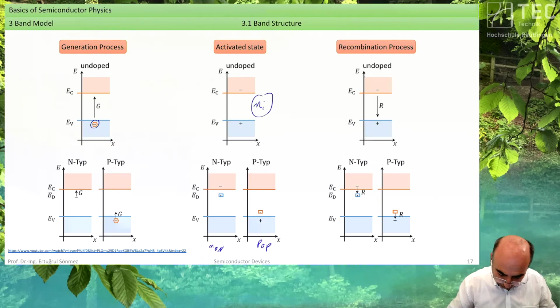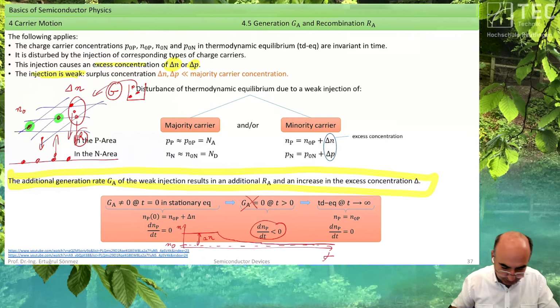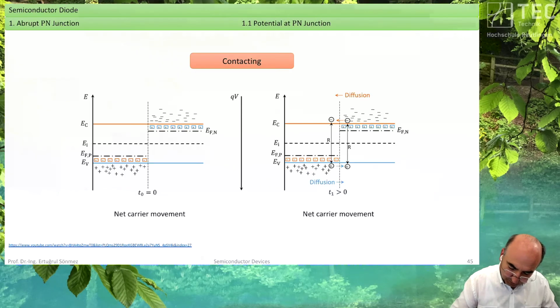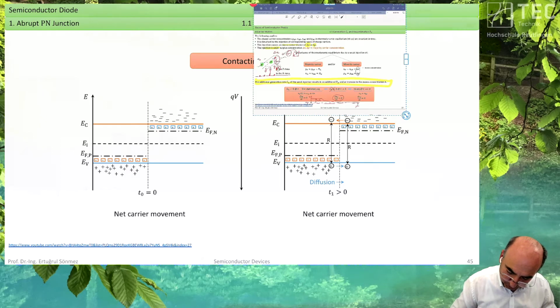Where was this diffusion? This diffusion was here. So 1, 2, copy, copied, finished. Go to our slide here, then paste.